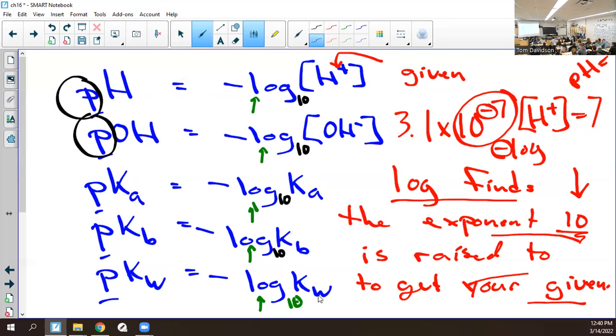So all these things are the same idea. And we put a negative in front of all of them. That's just so that they are positive answers in the end, because we're finding these concentrations and all their exponents are negative. But we want our answers to be a positive value.